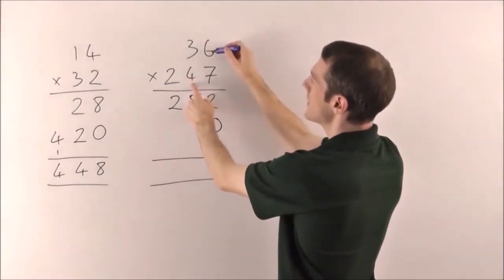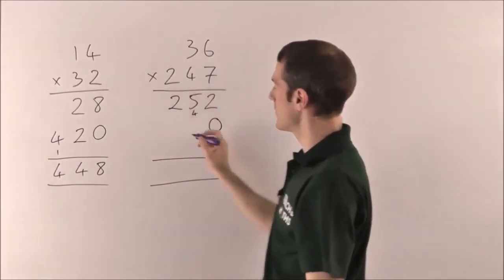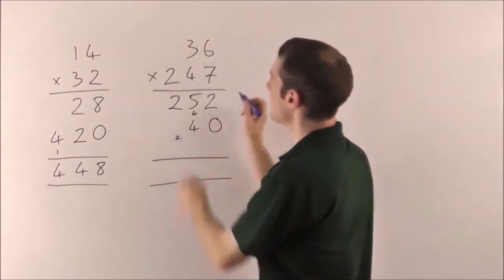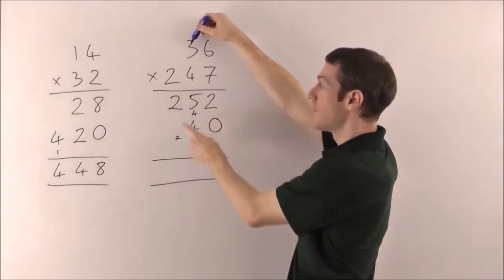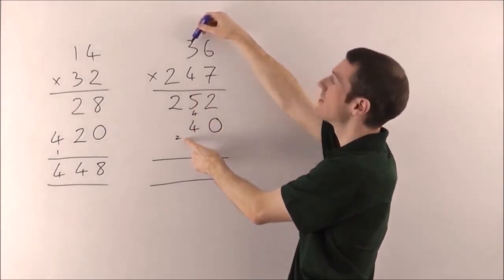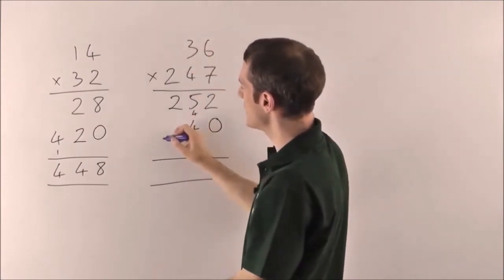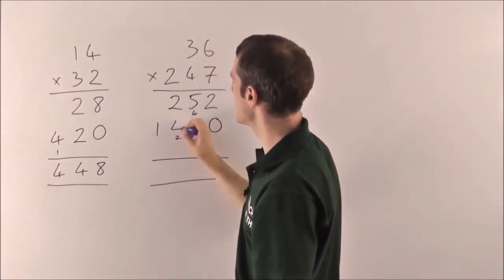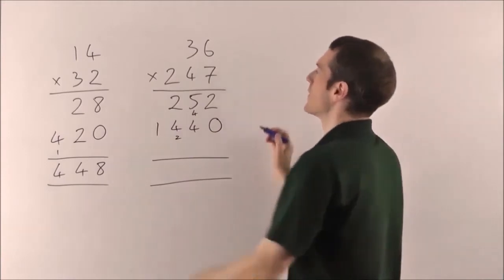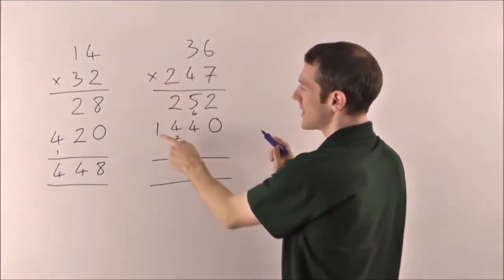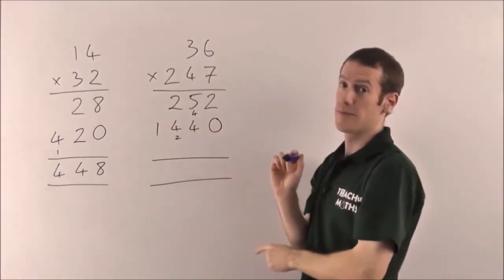4 times 6 then gives you 24. Carry the 2. 4 times 3 is 12. Remember to add the ones that you carried. So 12 plus the 2 gives you 14. And because I've got nothing else here, I don't really need to carry the 1. Again, I can just write it in the next column like that. So 40 times 36 will be 1,440.